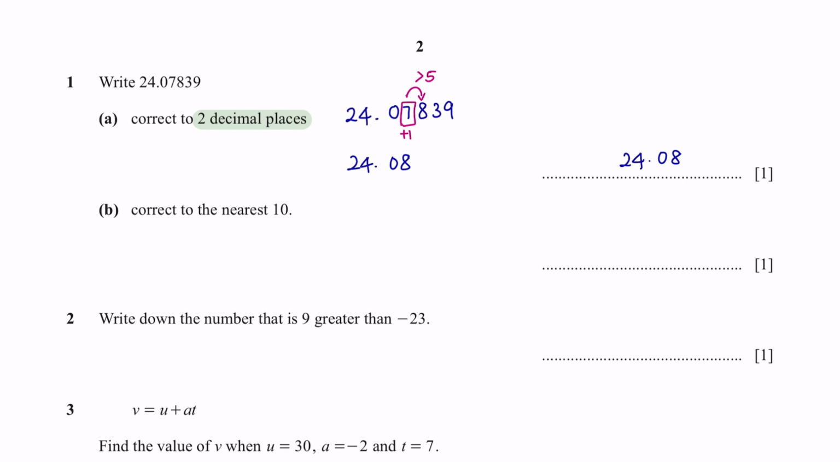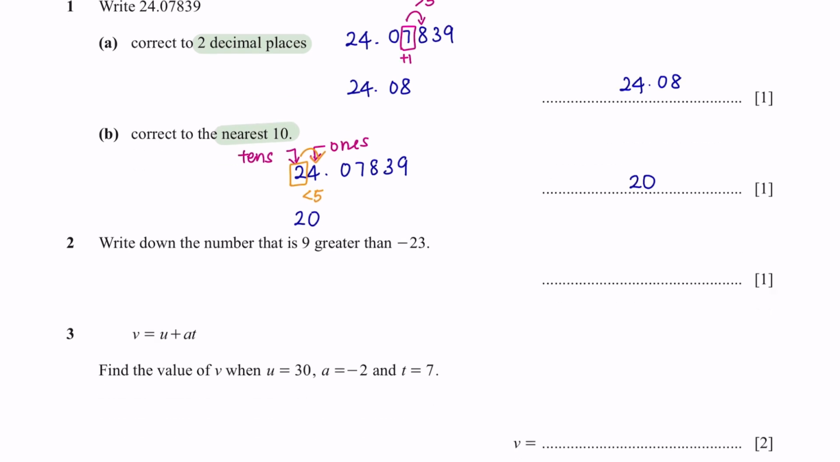Question B. Correct to the nearest 10. We're going to do the same thing. This is your nearest 10 and we're going to look at the number on the right, which is less than 5, so we will round it off to 20.